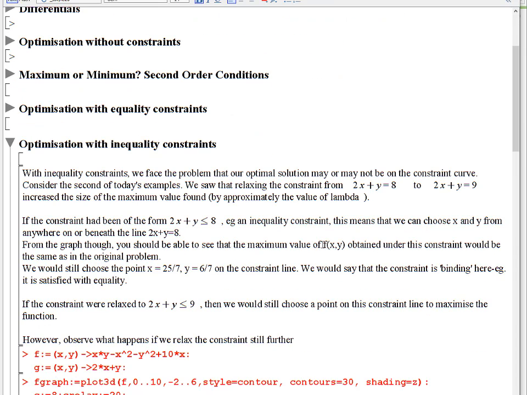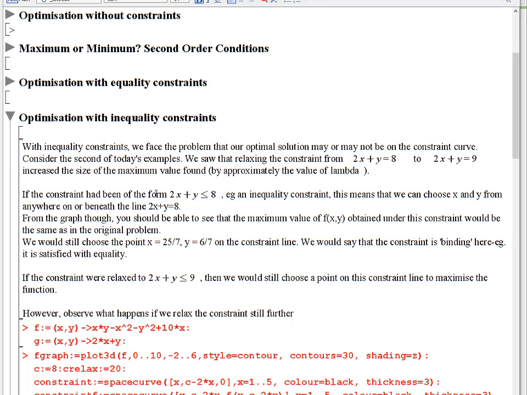So with inequality constraints, we face the problem that the optimal solution might not actually be on the constraint curve. So we look back at the second of today's examples. We saw that when we changed from 2x plus y is 8 to 2x plus y can be 9, that means you can get a little bit more for the maximum value, approximately given by lambda.